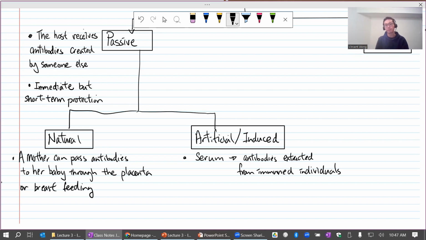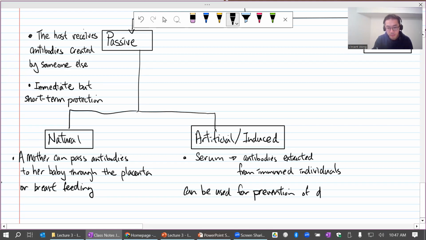A serum. So who's going to need the serum? This can be used for prevention of disease.